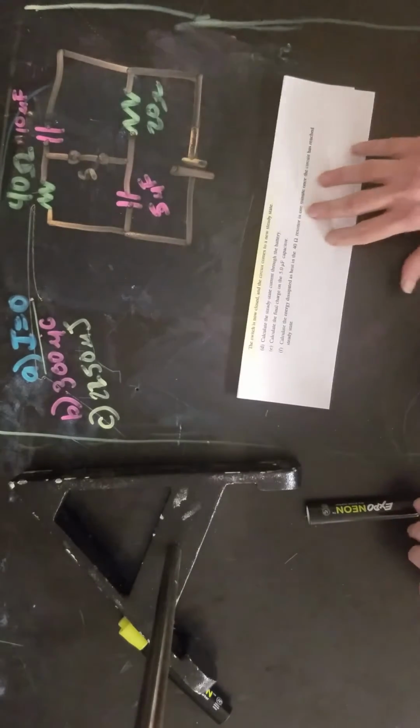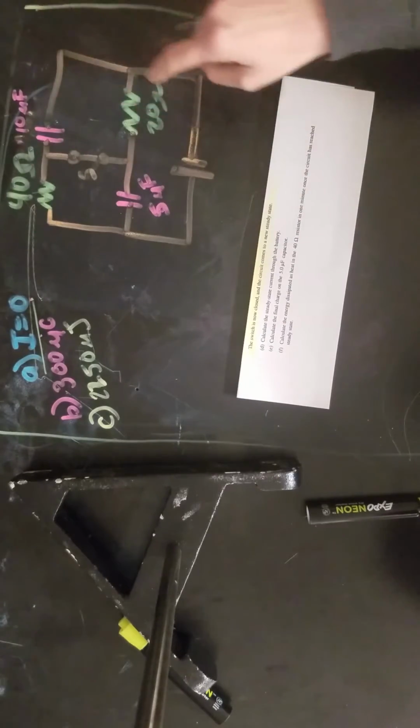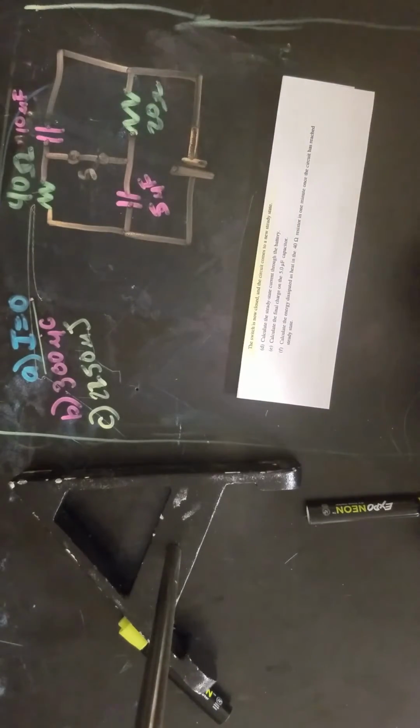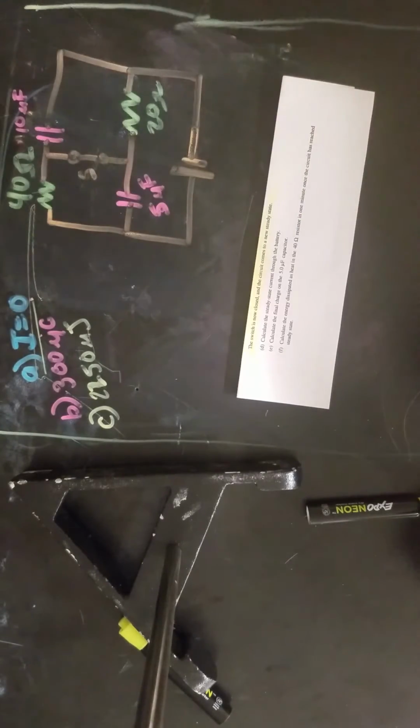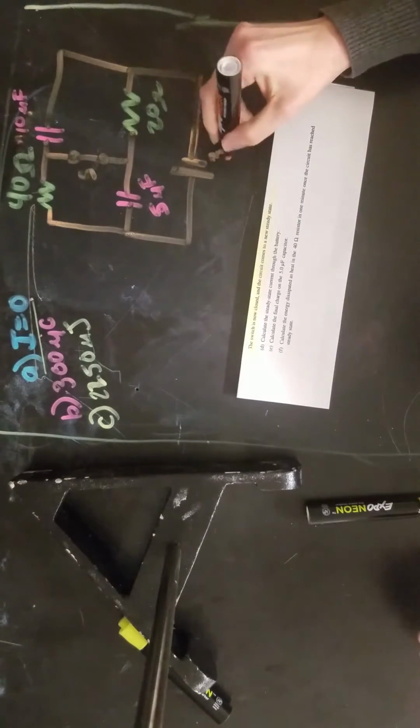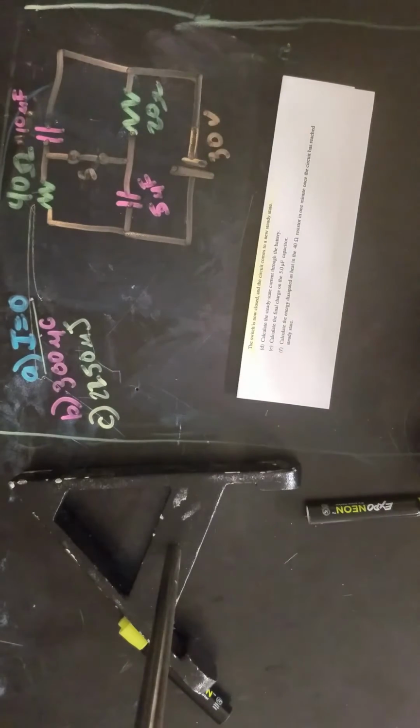Let's look. D says to calculate the steady state current through the battery. So, what that basically means, I've redrawn this. Got your caps in pink and your resistors in blue. I mean, green, whatever color this is. I got the wiring in the battery, which is 30 volts. Anyway, you've got a whole new situation here.